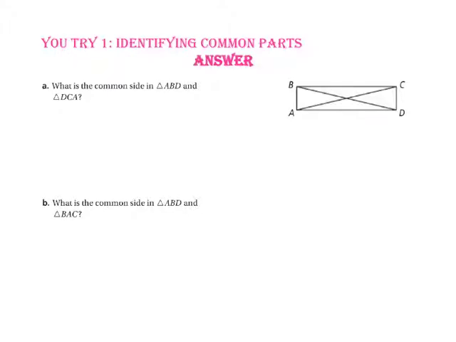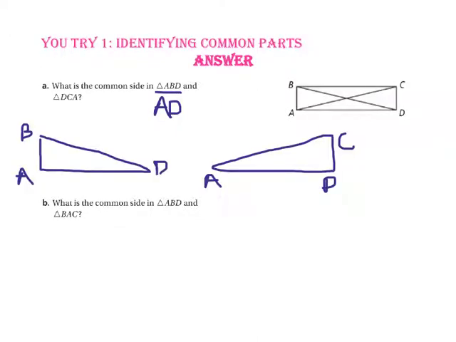For part A, they ask what is the common side in triangle ABD and triangle DCA. If I want to use the names of the triangles to help me out, I notice that letters A and D repeat in both triangle names. So I know that side AD is common. I can also redraw the triangles. Notice that side AD is in both triangles. So side AD is the common side.